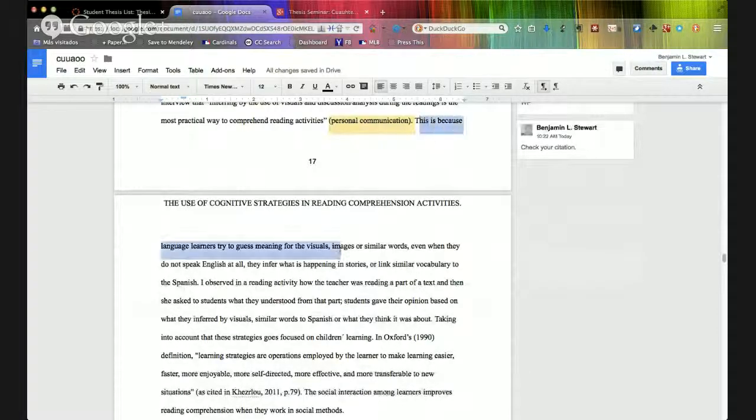Now you say this is because language learners try to guess meaning from visuals. Even when they do not speak at all, they infer what is happening in stories.